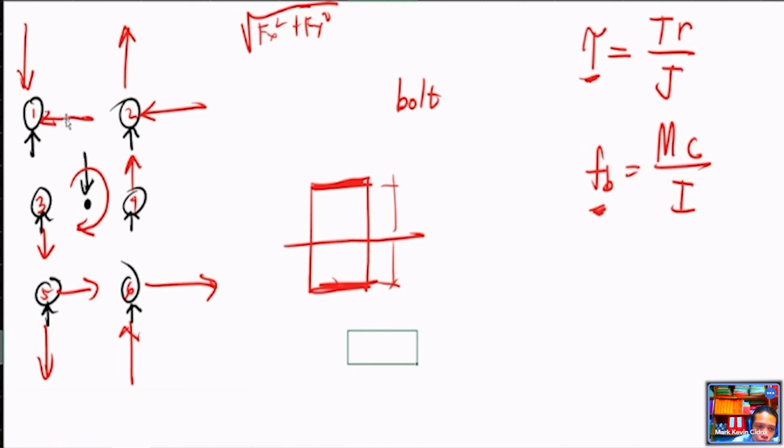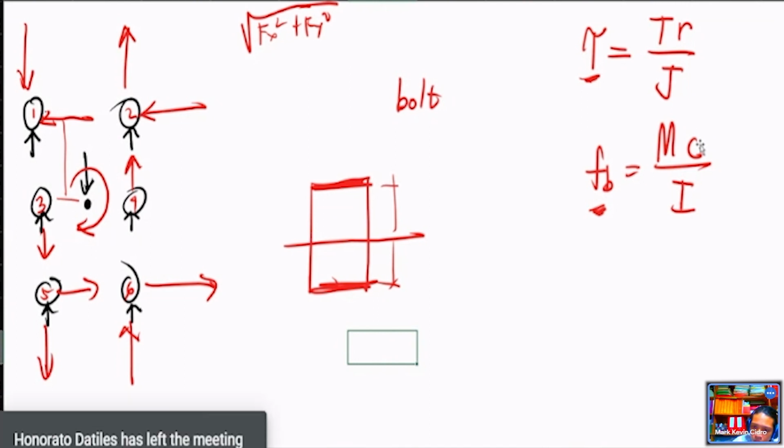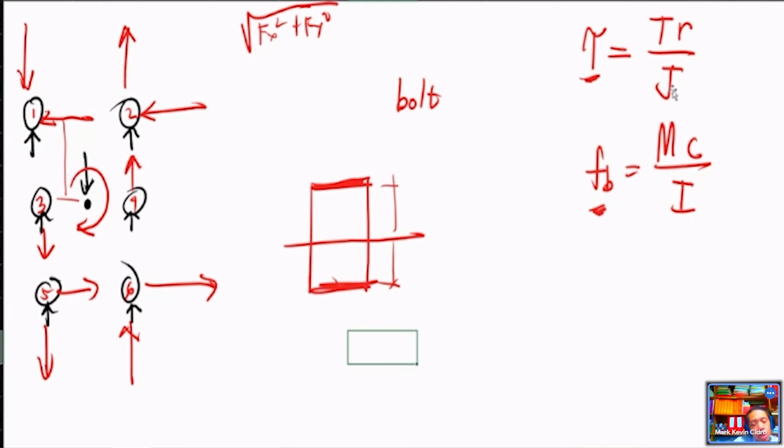So for example, if you are getting the stress at bolt 1 for this force right here, you get this distance. It is similar to C. C is the distance from the neutral axis to the fiber where you are getting the stress. And I is the moment of inertia, and J is the polar moment of inertia, polar because it is for torque. So you can see the similarity, it is the same here.